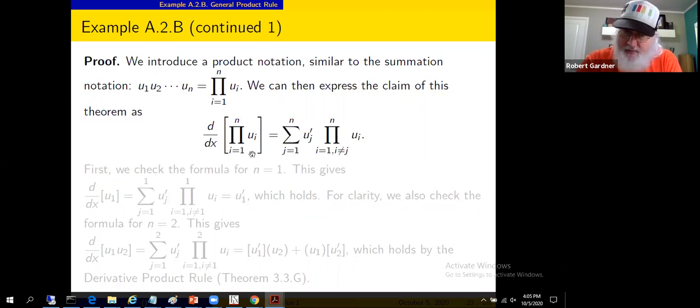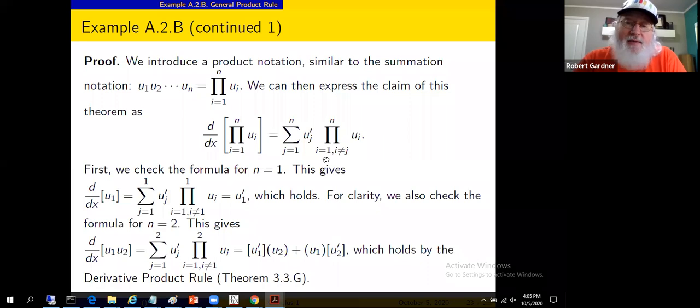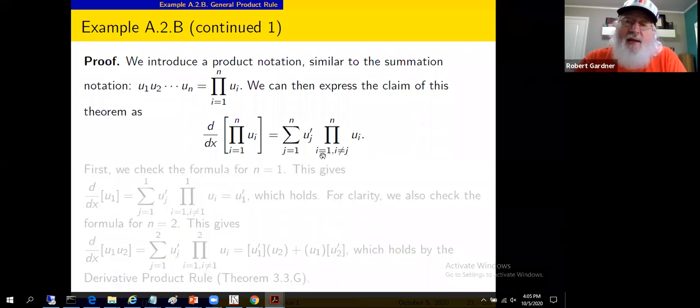alleged theorem, express that claim as the derivative of the product is, remember it was a sum of n things? In the first sum, this would be j equals 1. We had the derivative of the first, that'd be u sub 1 prime, times the product of the others. This says, let's take a product from i equals 1 to n, except for i equals j, of u sub i. So what you're getting here is a product of all of the functions except for the jth one. And that's the one you're differentiating.